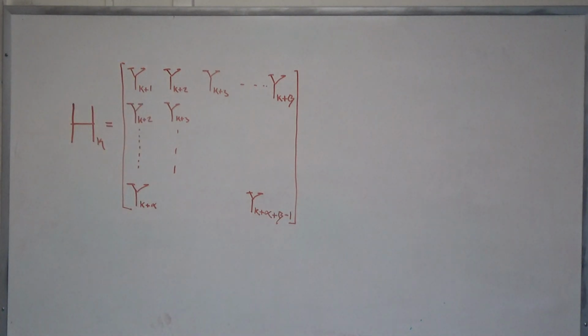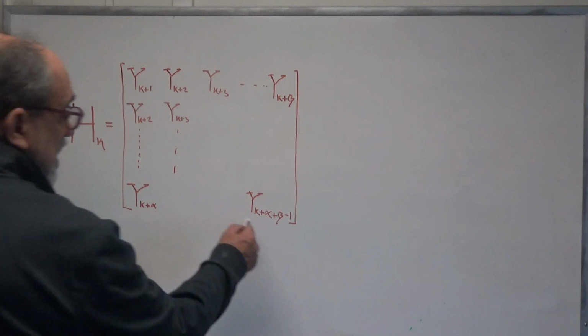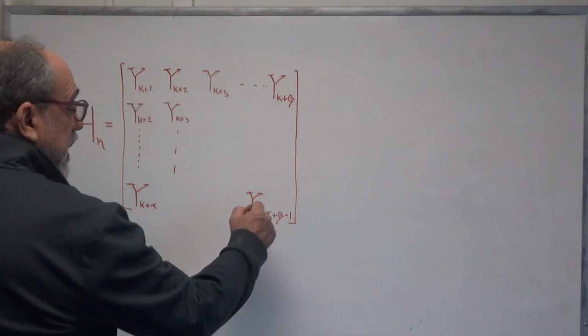So this is the Hankel matrix H_K. It is simply a definition, right? How many Markov parameters do we need in order to form that matrix? Obviously it depends on our selection of alpha and beta, and we will see, but obviously this is the biggest index, right?